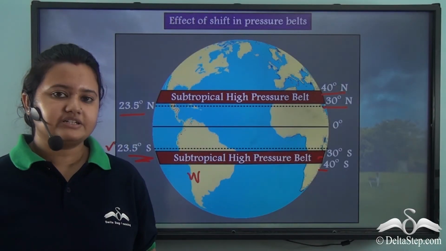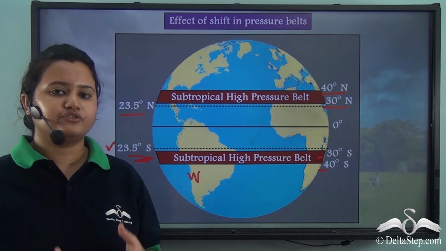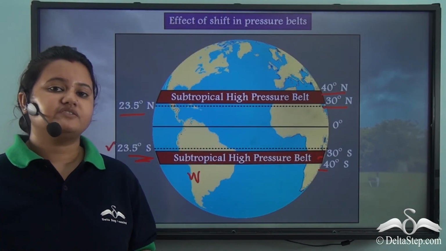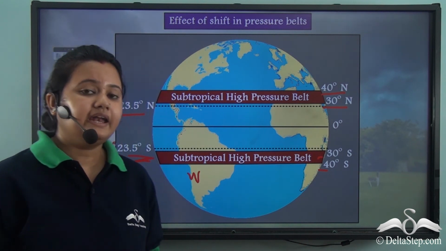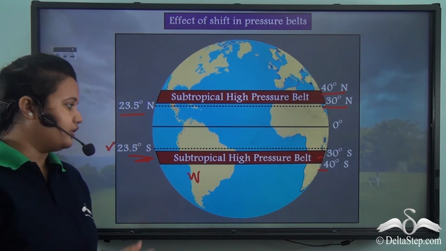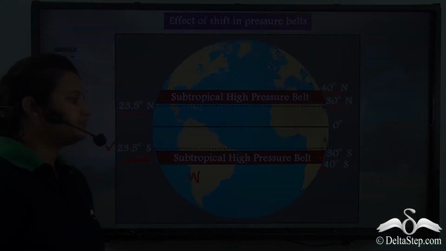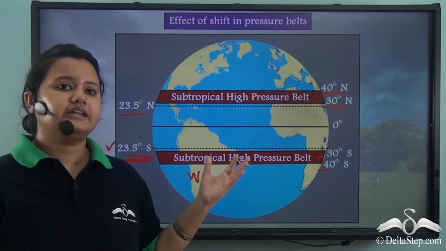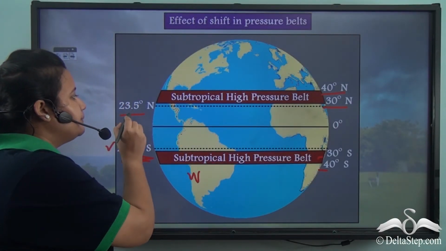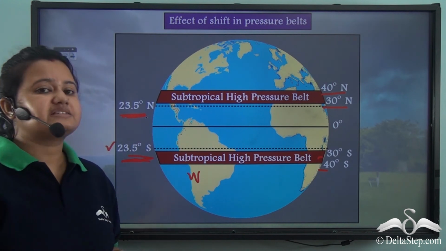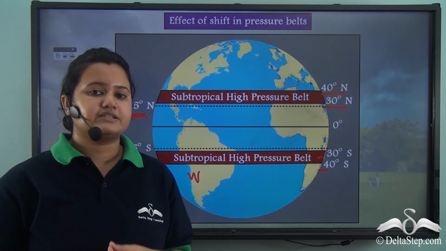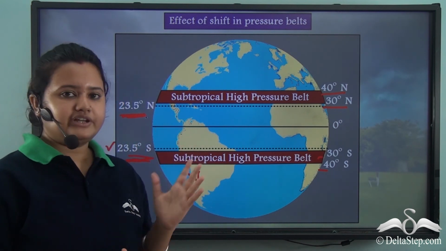Now, during winter, the conditions get reversed. The respective position of the sun gradually shifts southwards, and the sun is vertical over Tropic of Capricorn on winter solstice. Now, at this point, the southern hemisphere experiences summer, while the Tropic of Capricorn is far away from the sun. So, it experiences cooler winter.